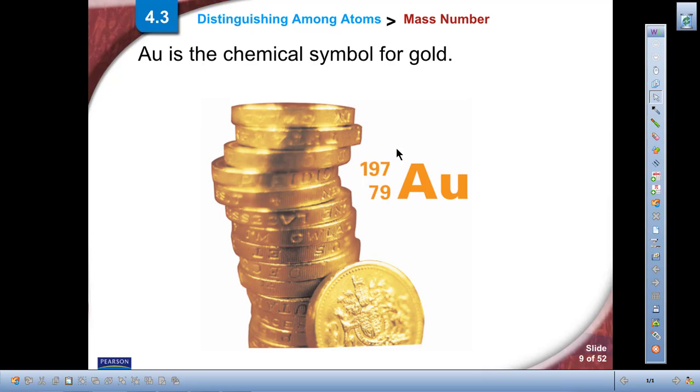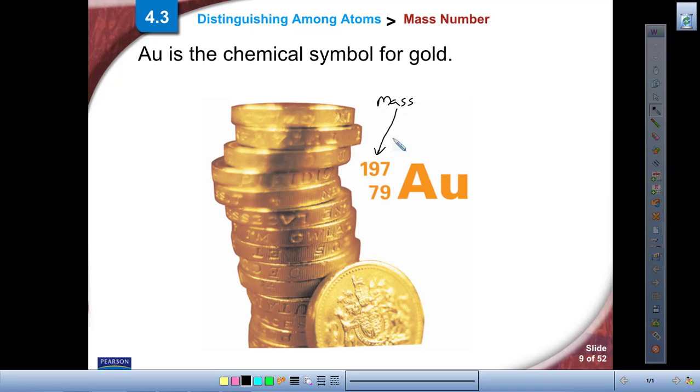Now this is a way we can write both the mass number and the atomic number. This number on top is the mass number. The number on the bottom is the atomic number. Well, if the mass number is protons plus neutrons, and the atomic number is protons, what happens if I subtract the atomic number from the mass number?